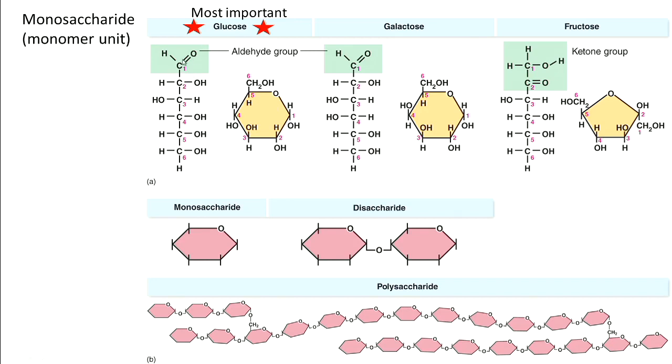Here is the carbonyl group that defines it as a sugar. Okay, and it's called an aldehyde because it's on the end of this carbon. If it was on the end of that carbon, it would still be an aldehyde. But if it was attached to any of these carbons in the center of the chain, we would call it a ketone. Like up here, this is on the 2nd carbon, so it's a ketone. You guys see that? Okay.